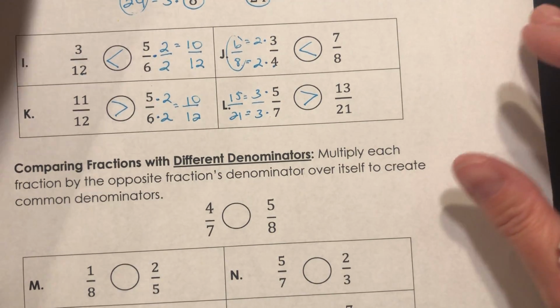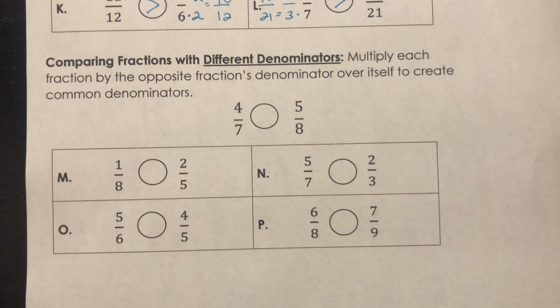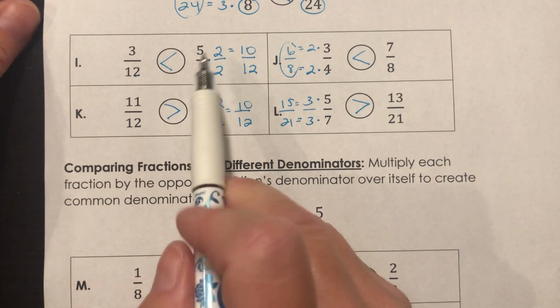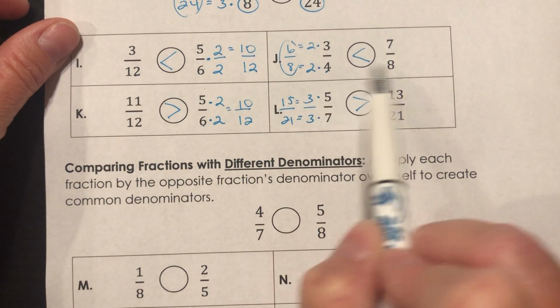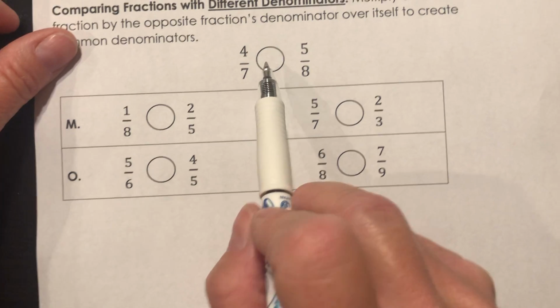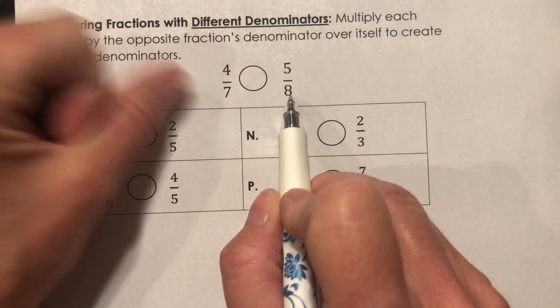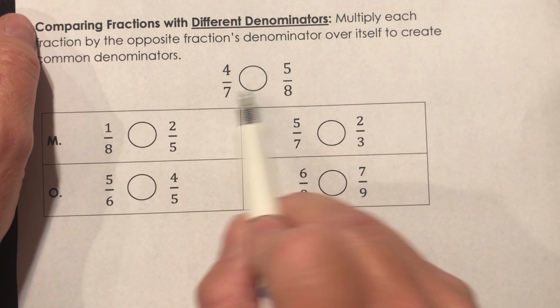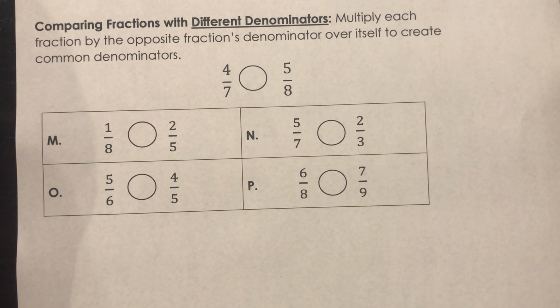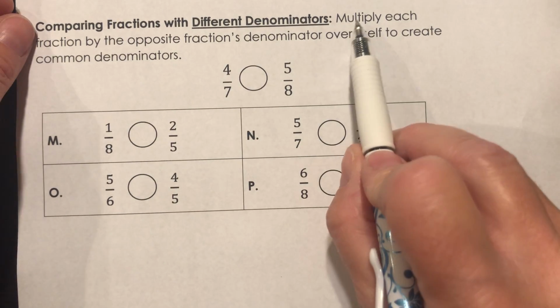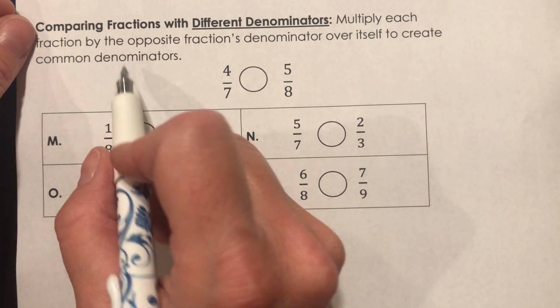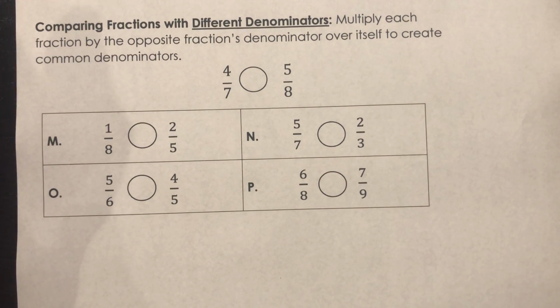All right, the last one here, comparing fractions with just straight up different denominators, and you're gonna notice that one is not a factor of the other. So in these, 6 is a factor of 12. 4 is a factor of 8. But when you look at this, is 7 a factor of 8? Can I multiply 7 by something to get 8? No. Nope, I can't. So what do you do then? Well, you can multiply each fraction by the opposite fraction's denominator over itself, because you have to do the top and the bottom, to create common denominators.